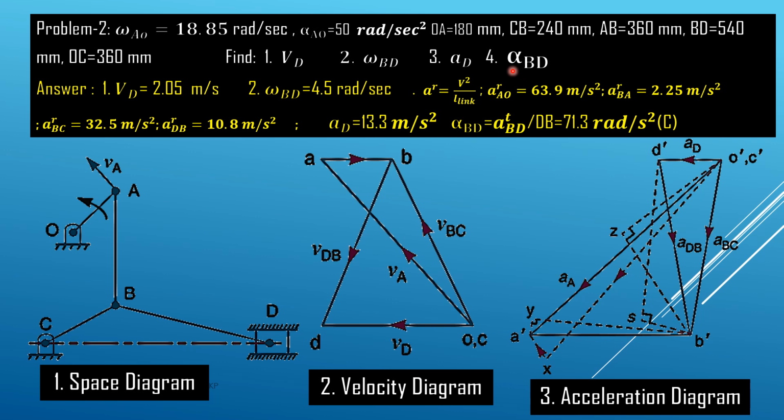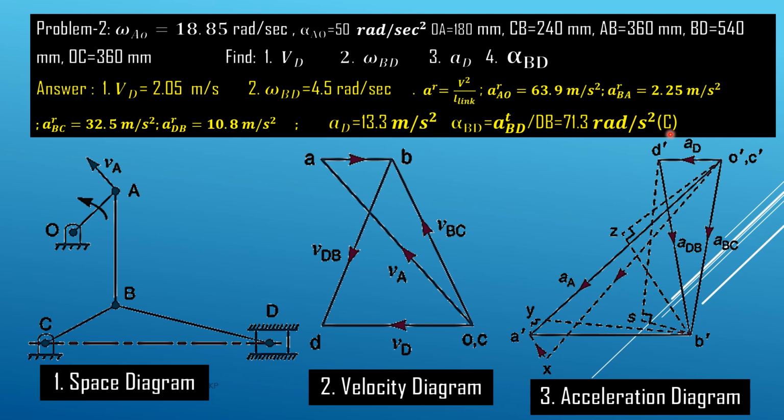Now we have to find out the alpha BD. So this AD is coming out to be 13.3 meter per second square. This alpha BD is nothing but alpha we get from the tangential component. We know that it is the tangential component of this DB link divided by the DB link length. So this is D and this is B, and this D dash S is the tangential component of point D with respect to point B. So as D dash S we measure here, this is the value of ADB, and we divide by DB, this is coming out to be 71.3 radian per second square, and this is in the clockwise direction because we know the direction of omega, and in the same direction we have the direction of alpha.